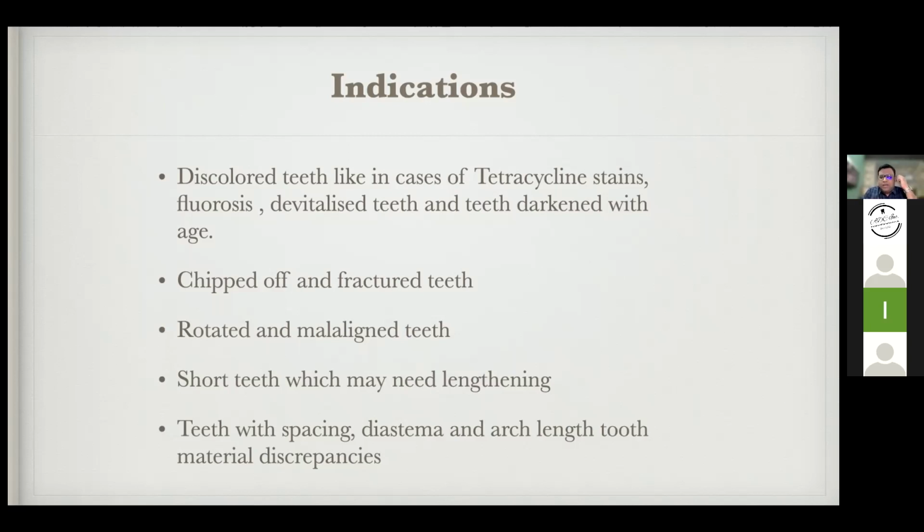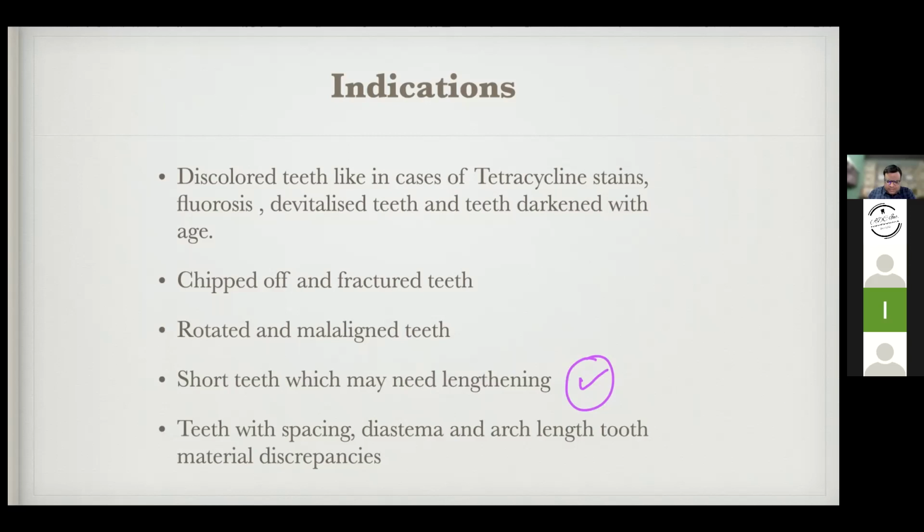If you have rotated or malaligned teeth, you can obviously do veneers, but only if these are very mild rotations and malalignment, which is not big. But if you have a bigger malalignment and teeth which are rotated very much, then it is better that you look at orthodontics. Short teeth which may require lengthening, patients who have a gummy smile with altered passive eruption. All those are your ideal patients.